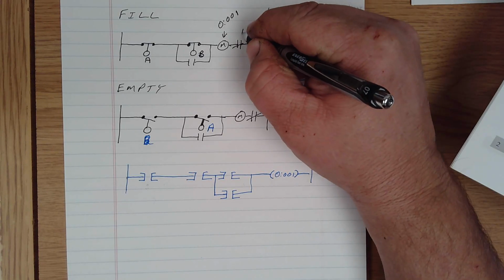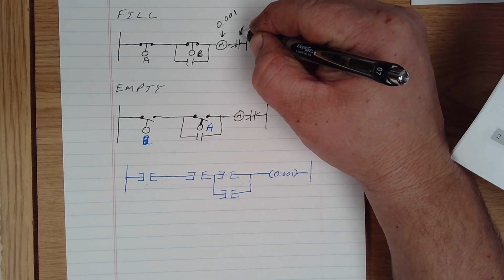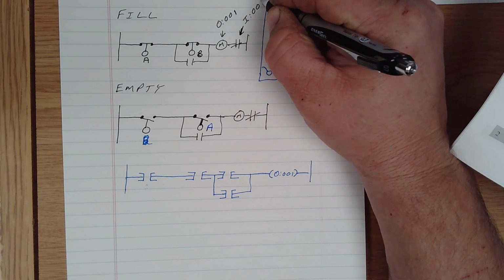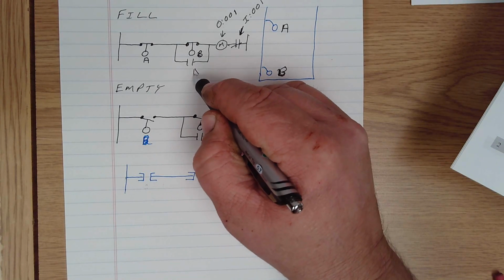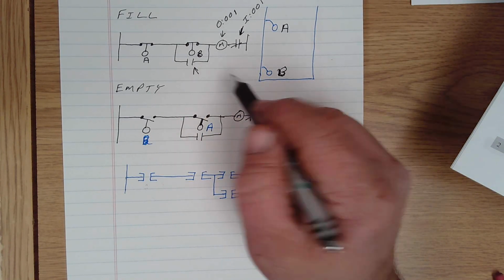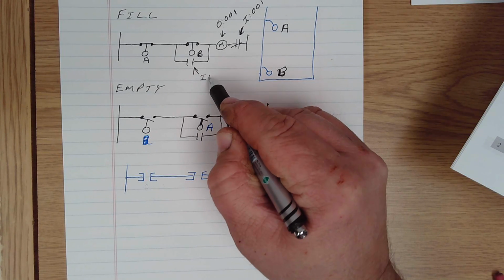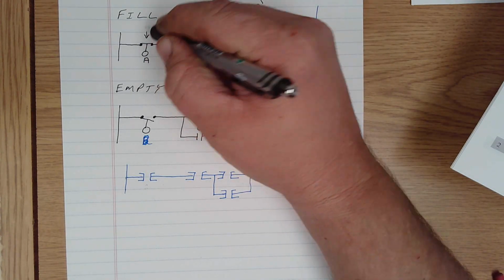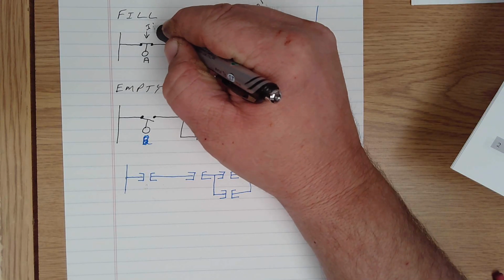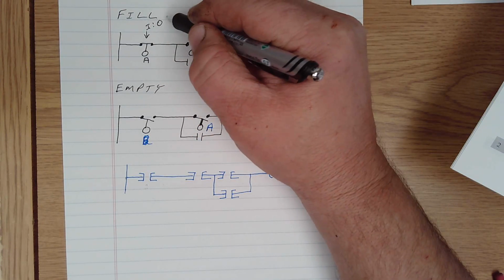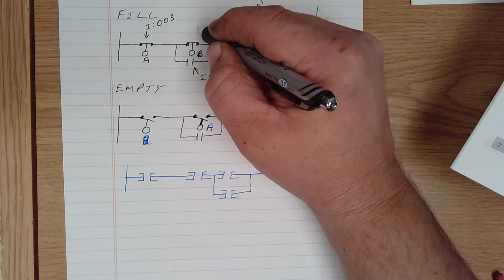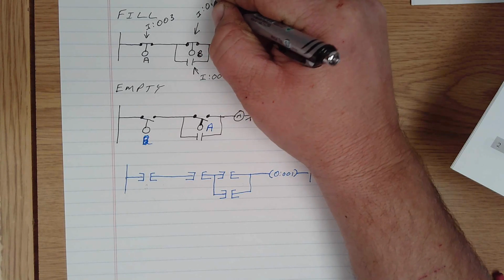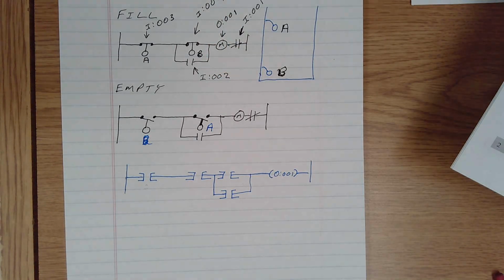The actual coil on the motor starter is output 001. The set of contacts on the overload block, let's say, is input 001. Our holding contacts coming back from the motor starter are wired to input 002. A is addressed to, or connected to, input 003, and this one is input 004.